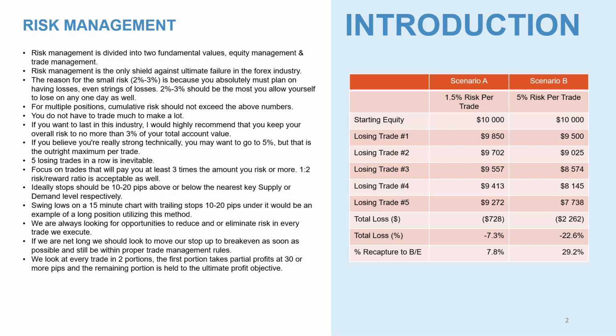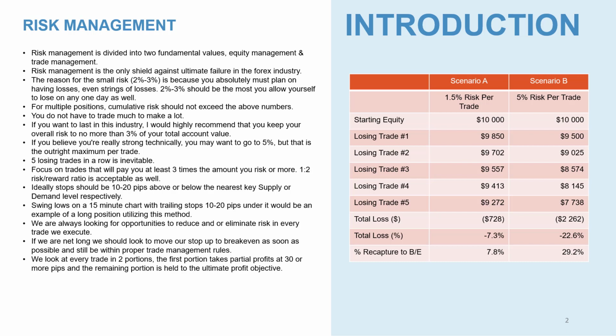5 losing trades in a row is inevitable. You're going to have losing days. You're going to have a streak of losing days, but it's how you manage your risk that will make you stay longer in the game. Focus on trades that will pay you at least 3 times the amount you risk or more. A 1 to 2 risk reward ratio is acceptable as well.